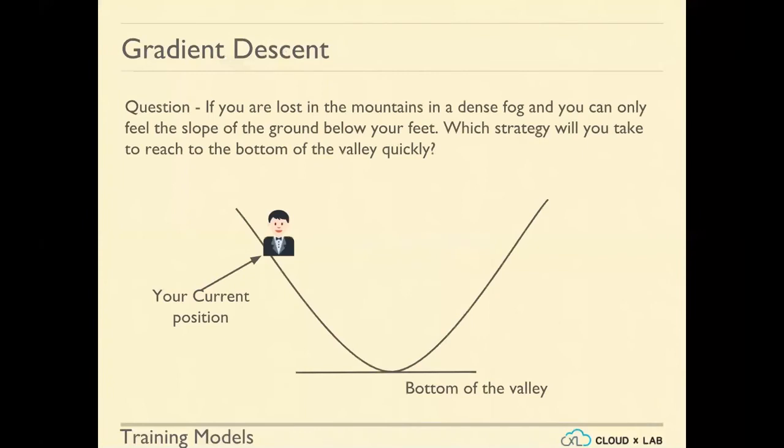The way we learn gradient descent is this: imagine you are lost in the mountains in a dense fog. You cannot see anything. You can only feel the slope of the ground below your feet, and you have to get to the bottom of the valley quickly. What are you going to do? Feel the slope and take small steps downwards. That's right. Now my question is, if the slope is steep, will you go fast or slow? If the slope is steep, you should go fast, because you are very sure that the downhill side is this side.